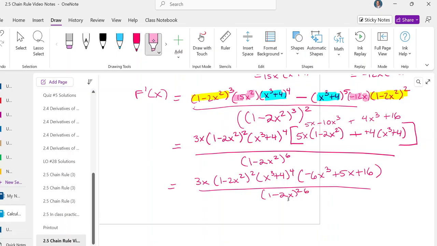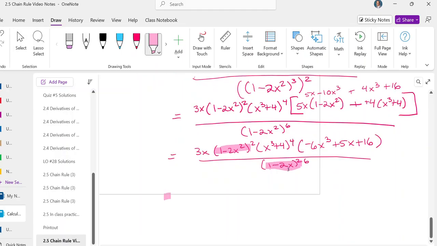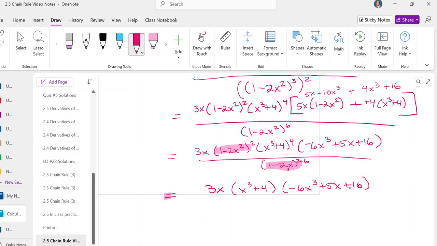Notice here, these are both the same, and one's the second, one's the sixth. So basically, it's going to move to the bottom and only have the fourth power. So you have 3x times (x to the third plus 4) times (negative 6x to the third plus 5x plus 16), all over (1 minus 2x squared) to the fourth power. And that is your final answer for the derivative.